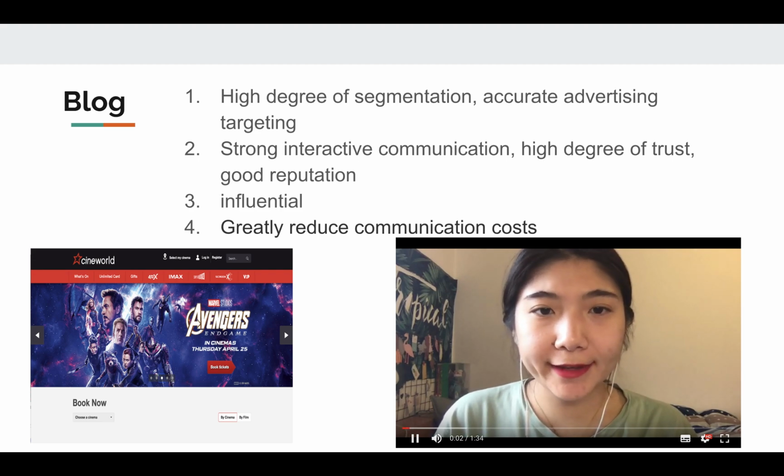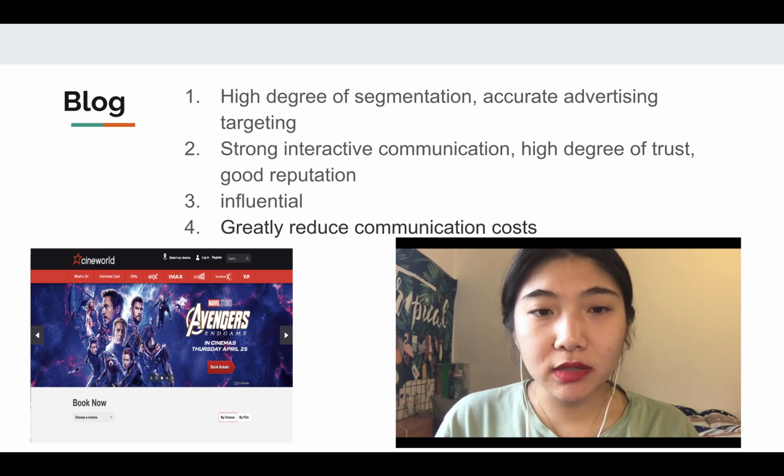The first point is high degree of segmentation and accurate advertising targeting. The readers of blogs are often a group of specific people, and the segmentation of the crowd is more than other forms of media. The higher the degree of segmentation, the more directional the ad is.